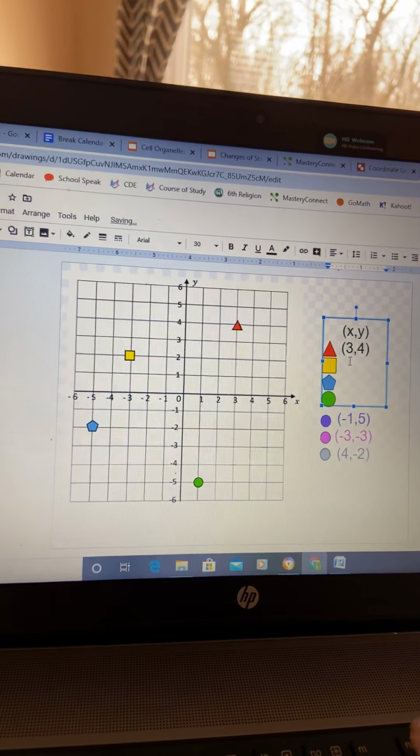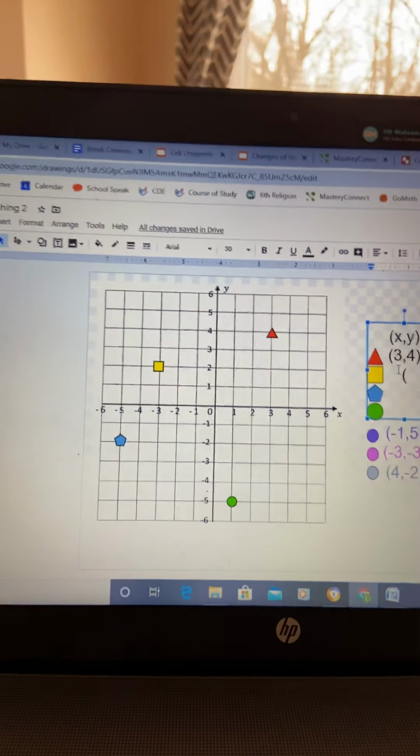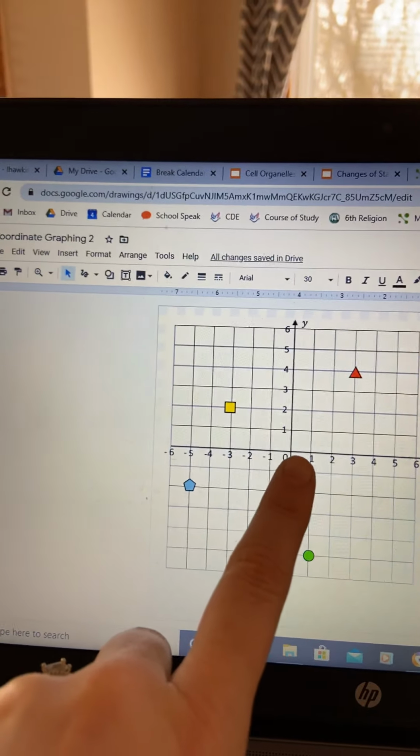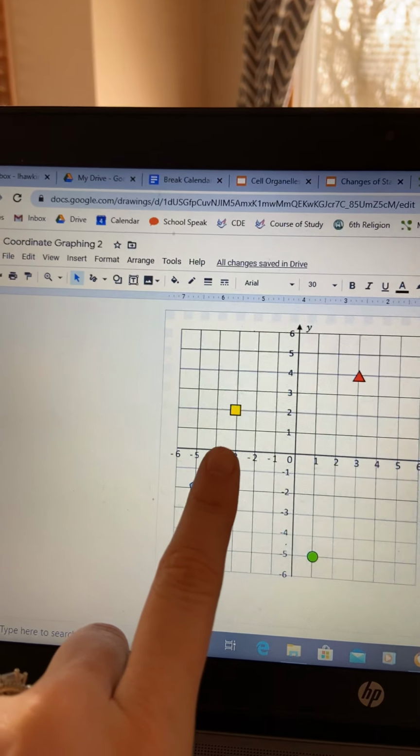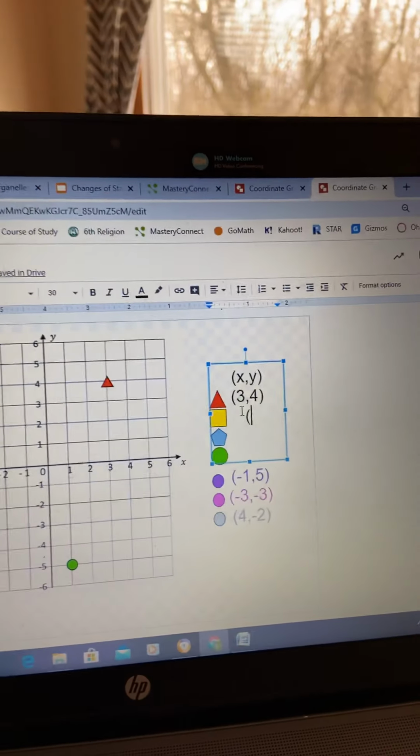Okay, now we're gonna go into the other quadrants which have negative numbers, but it's right there for you, so it's not too bad. All right, so X comes first, so I'm gonna go over to -3. So my X value is -3 for this one.